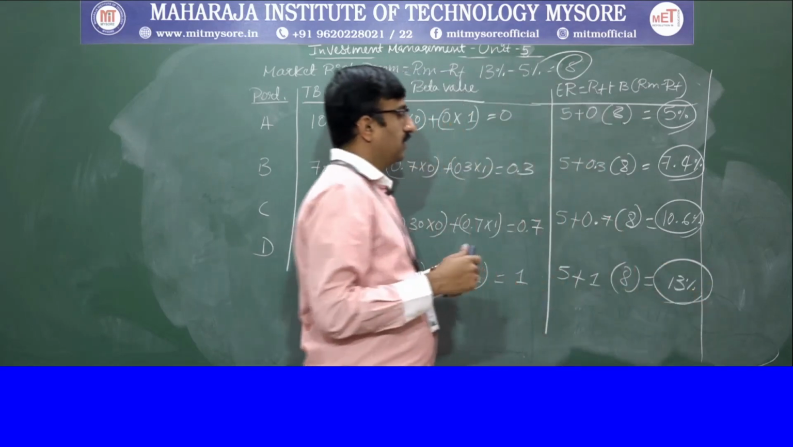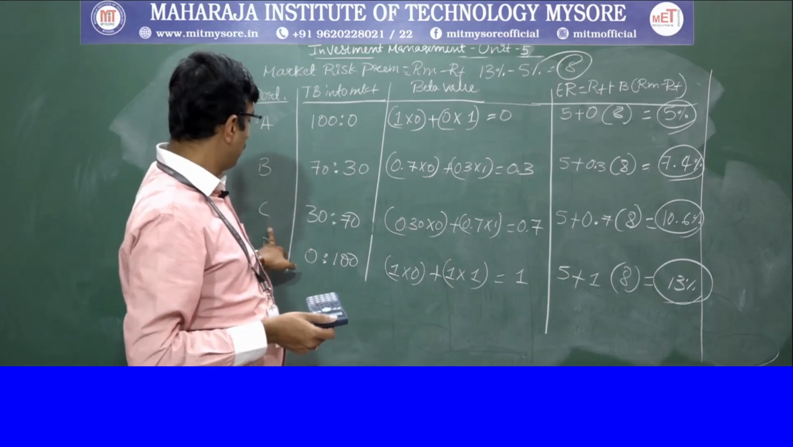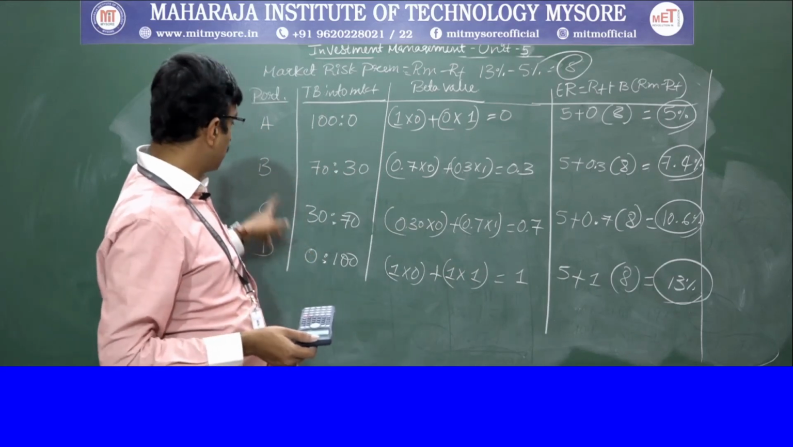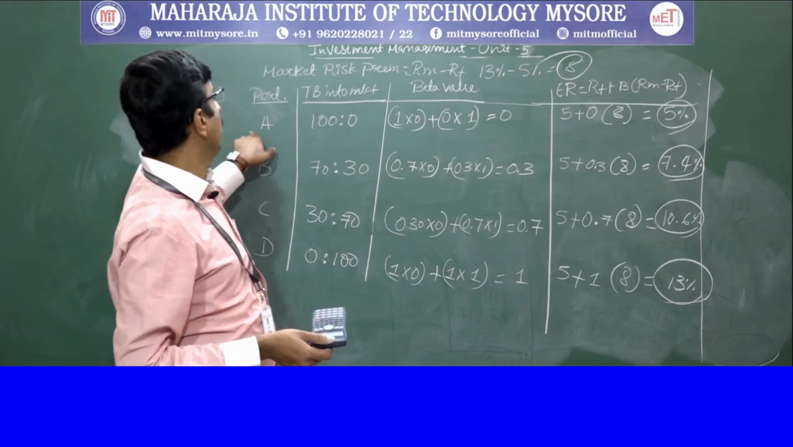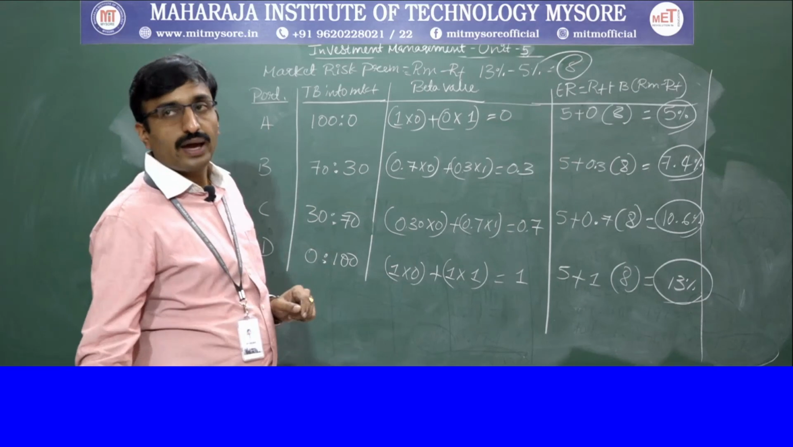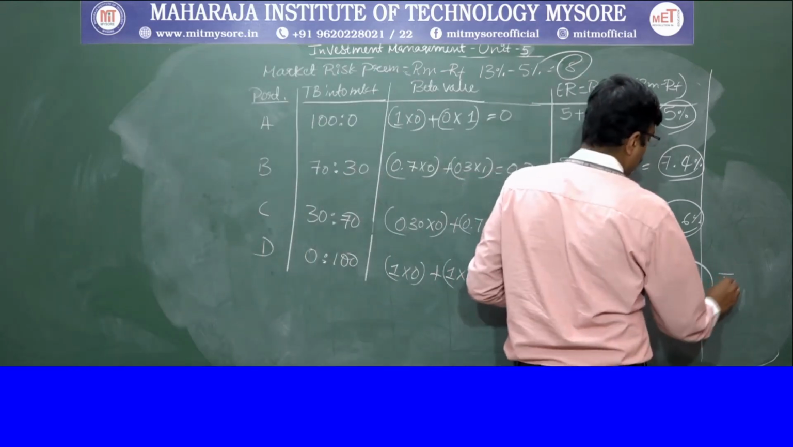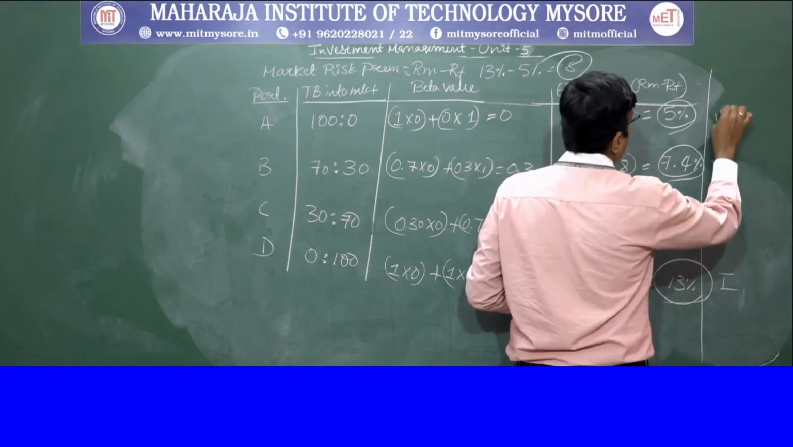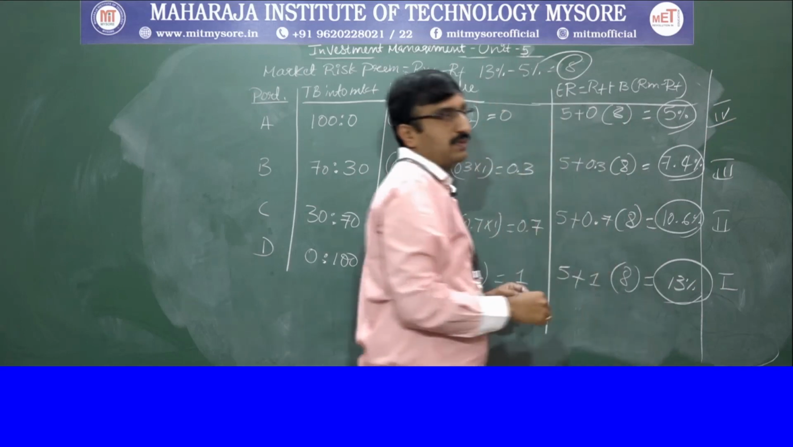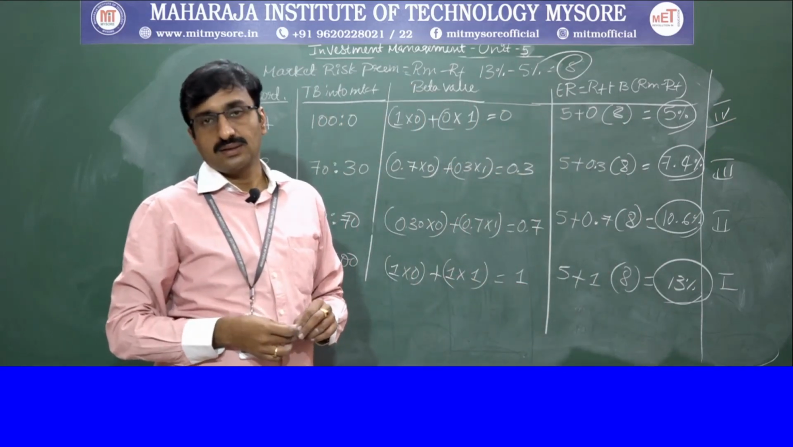So, the expected return in these portfolios is maximum in D, then subsequently C, then B, and at the end A. We can rank them accordingly: first, second, third and fourth. This is how we calculate the beta in another way. Got it?